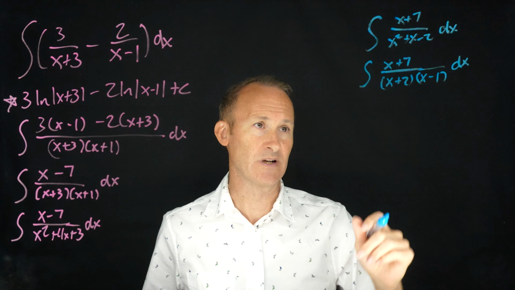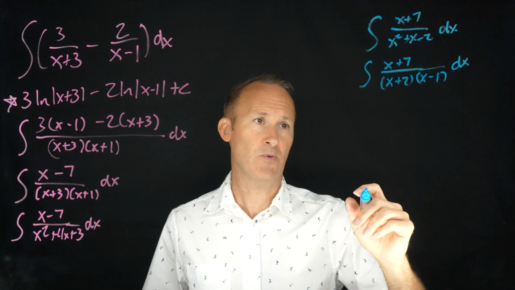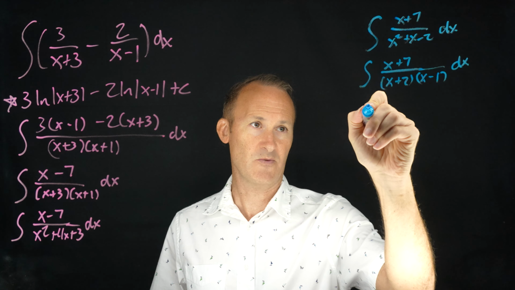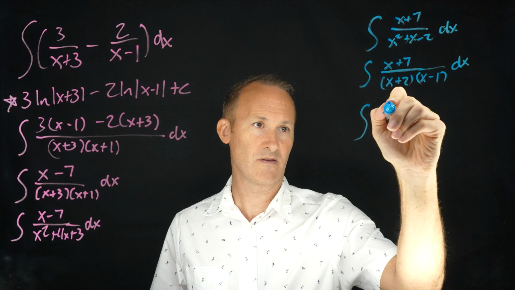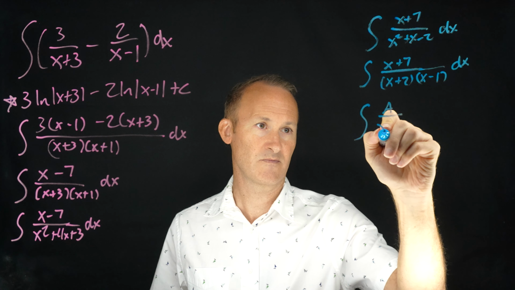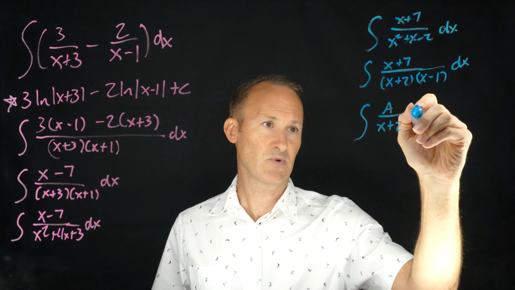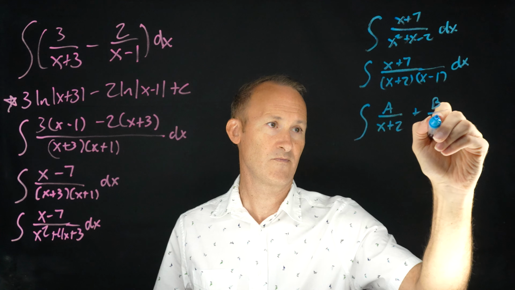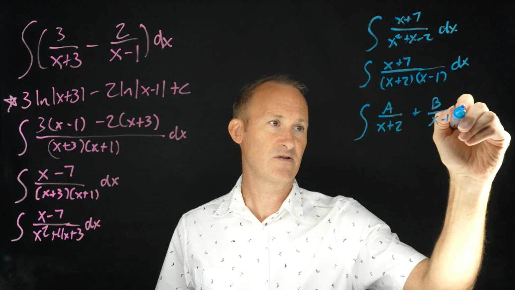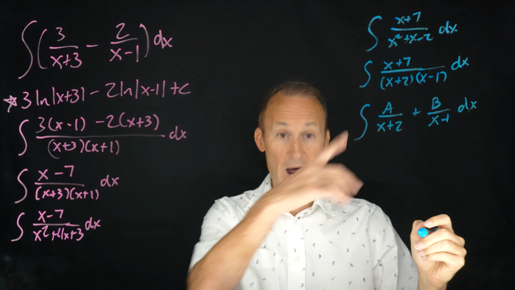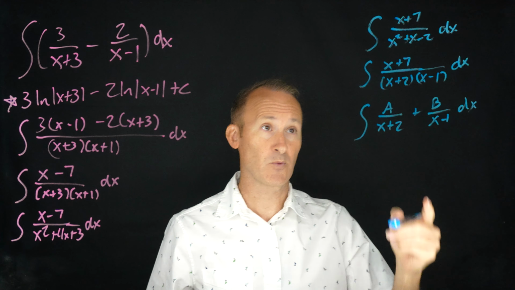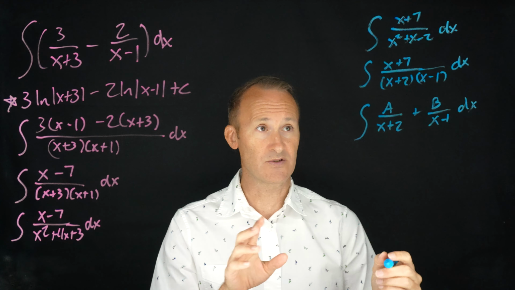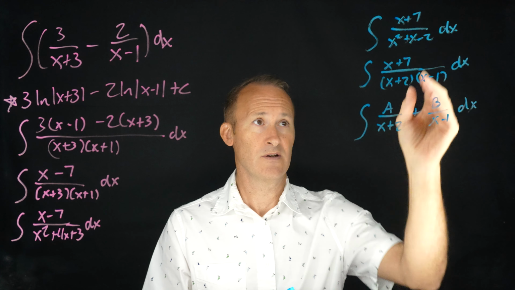The idea now is we want to split it, and so what we want to do is something like this. We don't really know what the term is for the x plus 2, and we don't really know what the term is for the x minus 1. But we do know that when we combine them together, we're going to get x plus 7. Okay? So this is the method.